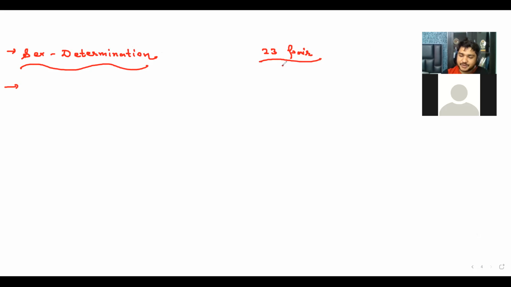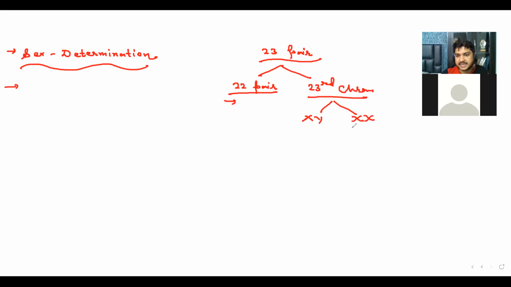Okay. 23 pairs of chromosomes we have in total, right? So either that person is male or female. So 22 pairs remain the same, ditto the same. Why? Because we have eyes, male, female, nose, lips, hair, all these things are similar. So 22 pairs of chromosomes are completely the same. But whatever the difference is, it is on the 23rd chromosome. So if I talk about the male, it has XY, and the female has XX.